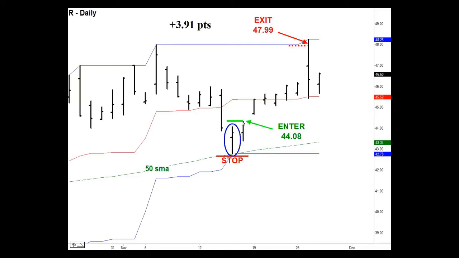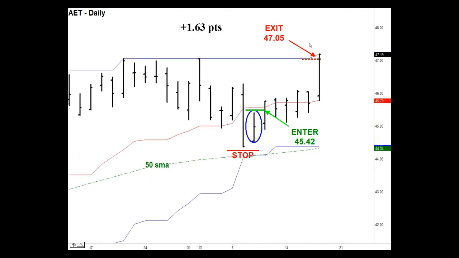which we did at 44.08. We placed our stop just below the low of this sell-off. And then look what happened. Textbook example. Once we entered, we had confirmation that we were going in our direction. We never went below our entry, and we exited just about a week or so later for nearly a 4-point gain.